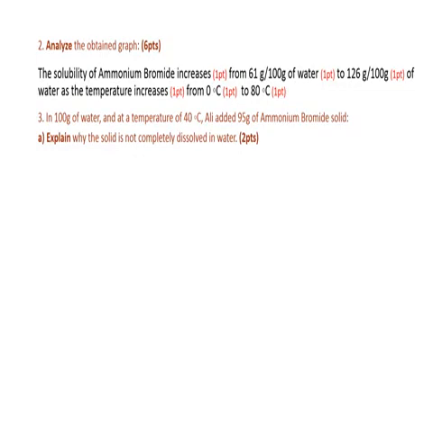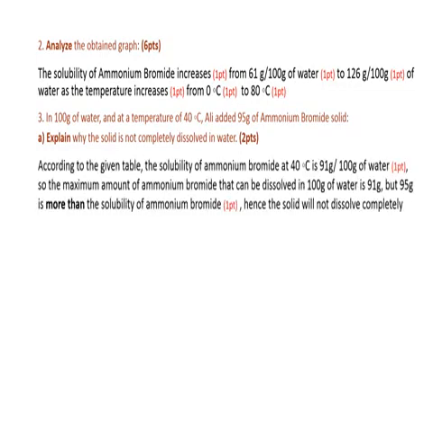As the graph shows, or as the table shows, at the temperature 40 degrees Celsius and in 100 gram of water, what is the solubility of ammonium bromide? You can see that it is 91 grams. As a definition, the solubility is the maximum amount of solute that can be dissolved in a specific amount of solvent at a specific temperature. So it is 91. 95 is more than 91, so it will not completely dissolve.